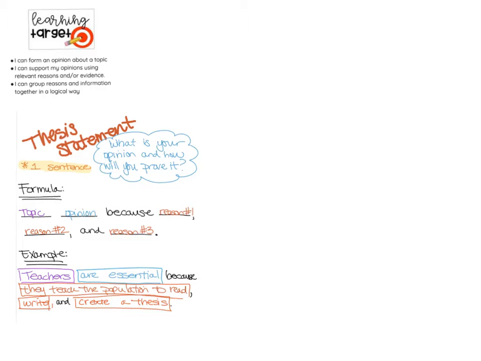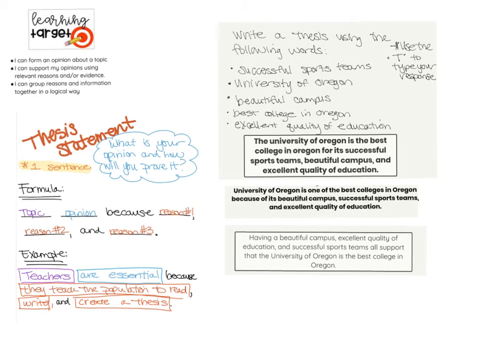So let's take a look at yesterday's exit slip on thesis, and I want to show you guys some great examples of that. So if you look at the top here, it says for you guys to write a thesis using the following words. So my expectation was for you to use each of these 5 bullet points to write a thesis. So right here you have the topic first. So what is our topic here? The topic is the University of Oregon.